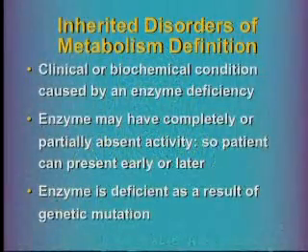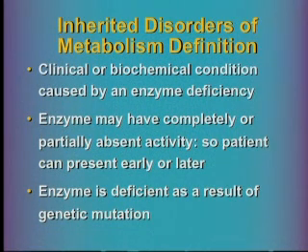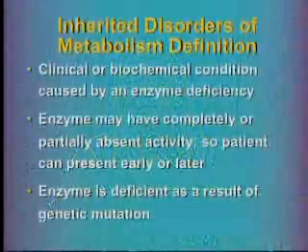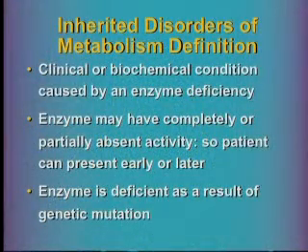So inherited disorders of metabolism, or inborn errors of metabolism, is a clinical or biochemical condition. Sometimes we just have abnormal biochemistry and the child is not sick. It's caused by an enzyme deficiency. The body works on thousands of chemical pathways, and each of those pathways has an enzyme that makes it work. If the enzyme is missing, then the pathway doesn't work. What you see is determined by which pathway is not working. The enzyme can be completely absent or partially absent, and that determines what the child is going to look like.